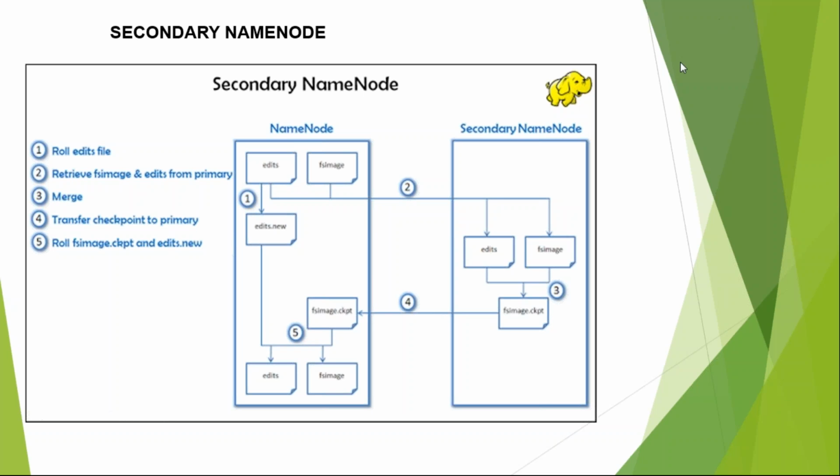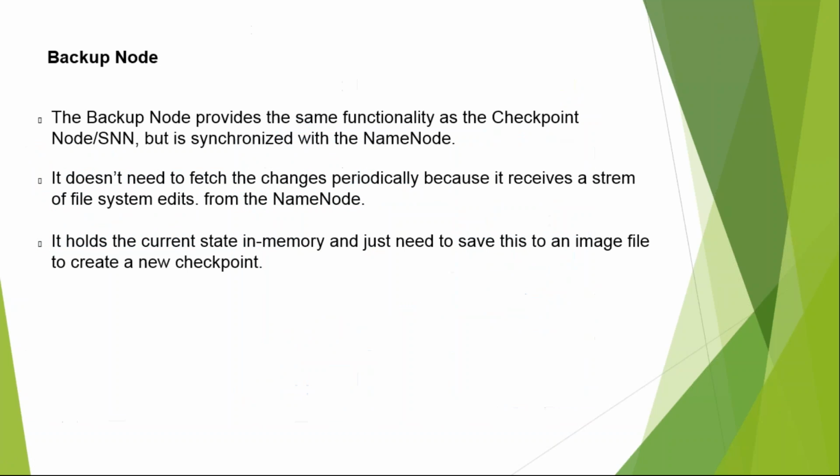Are you guys able to follow? Is this clear? Once it is given to the secondary node, that old log will be as it is, and a new log will be created. It will be old. Means every 1 hour it will keep one edit file. Exactly, a new edit log file will be created. Clear? Yes. Fine, so next.